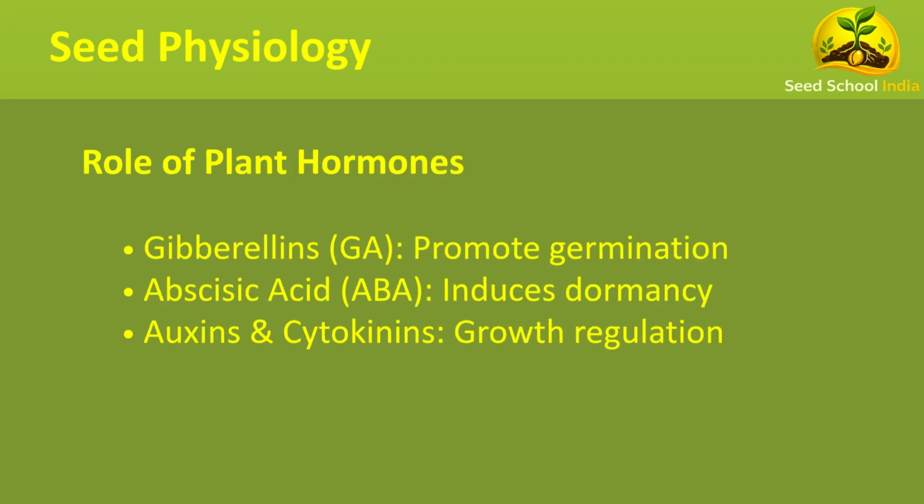Plant hormones regulate seed germination. Hormones act as regulators of seed behavior. Gibberellins promote germination by stimulating enzyme production. Abscisic acid inhibits germination and maintains dormancy. The balance between these hormones determines whether the seed will remain dormant or begin to grow.